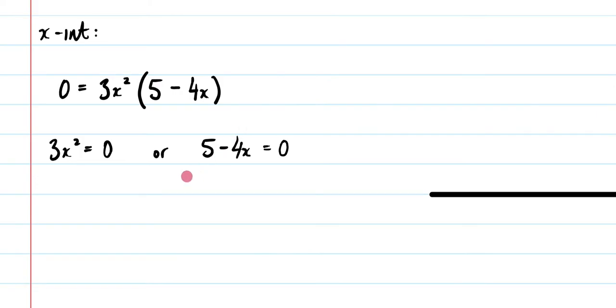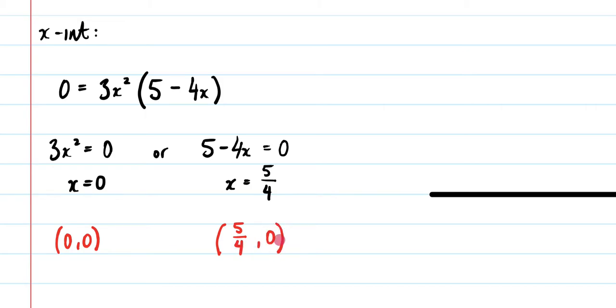Now what I'll do is I'll solve each of these. So it's going to be x is equal to 0. And over here it's going to be x is equal to 5 over 4. So that means my x-intercepts are going to be, for this one, 0, 0. And then for this one, it will be 5 over 4, 0.